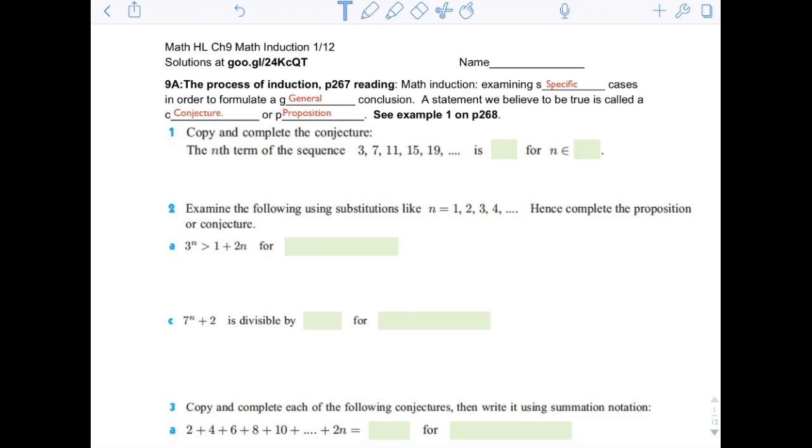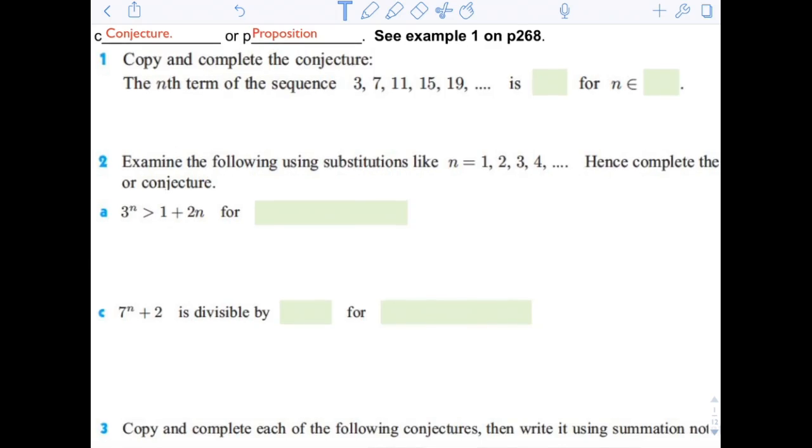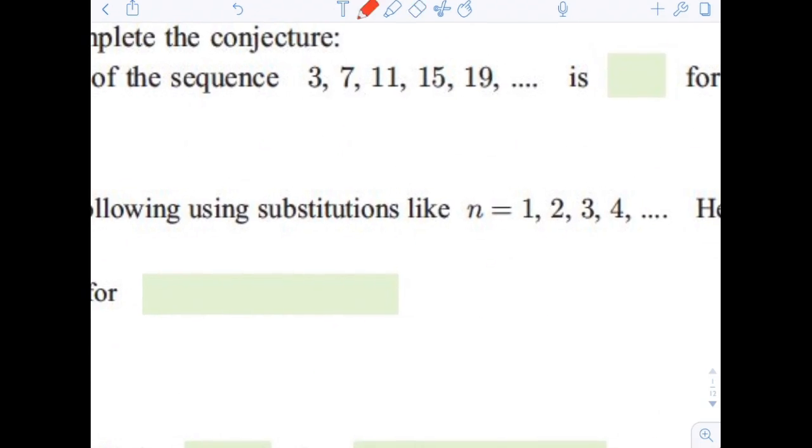It says to copy and complete a conjecture. The nth term of the sequence 3, 7, 11, 15, 19 is blank, for n is an element of something. Okay, so this looks like a sequence. Let's see what kind of sequence it is. I can see that the intervals in between here are regular intervals. They seem to always be plus 4, plus 4, plus 4, right? So we call this an arithmetic sequence, right?